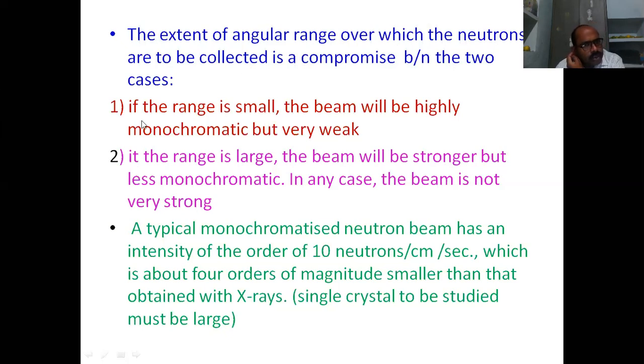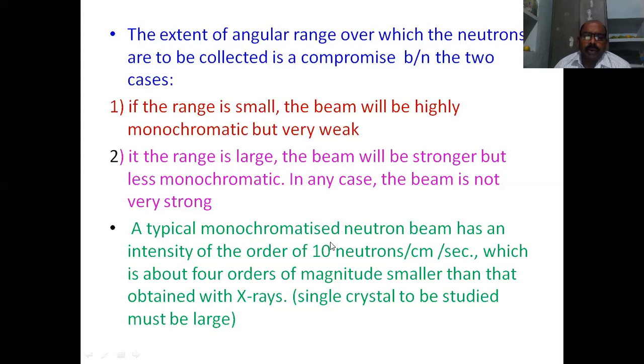If the angular range is small, the beam will be highly monochromatic, but very weak. If the range is large, the beam will be stronger but less monochromatic. So in any case, the beam is not very strong.